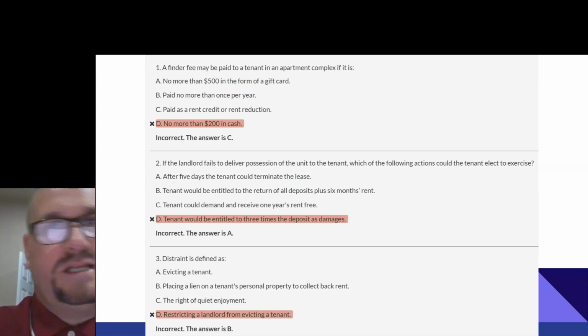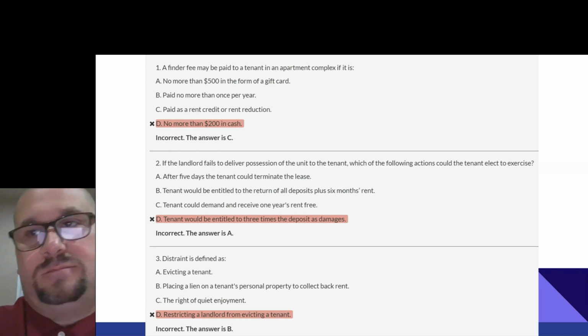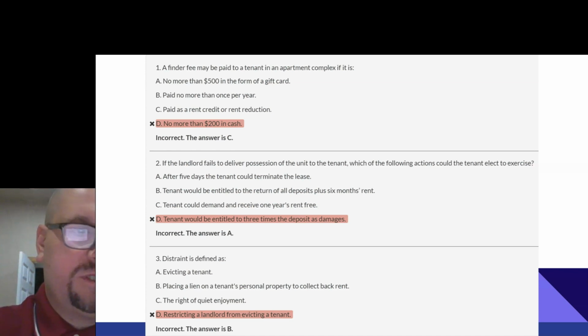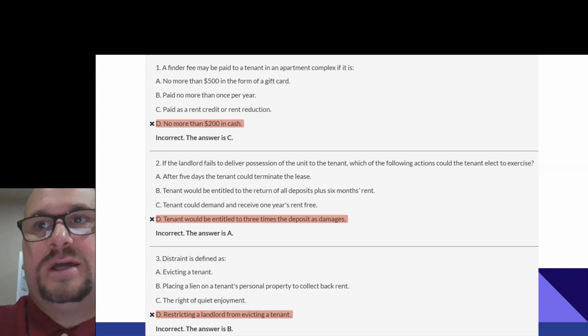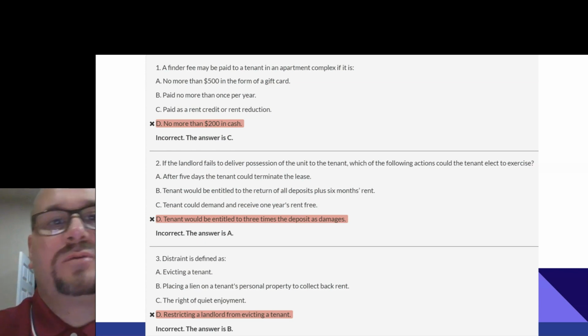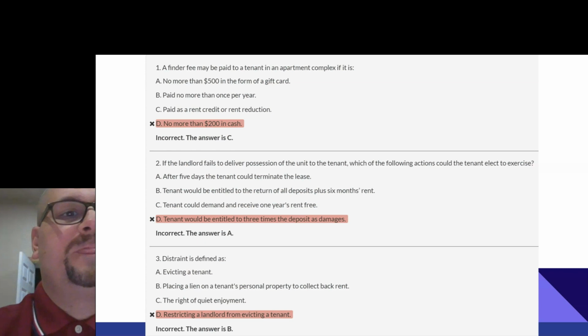So if one of the tenants refers a person to live there, you can pay that tenant a rent credit or a rent reduction, but you cannot pay them cash. No more than $500, no. Pay no more than once a year, no. Paid as a rent credit, yes. No more than $200 cash, no.